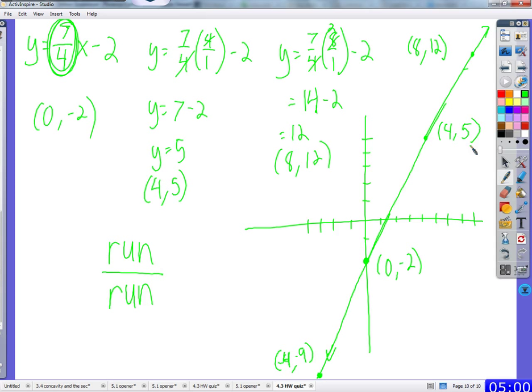And I want to move, or sorry, now I see why you might be confused. This would be the rise. So we want to move over 4. It's going to go from 4 to 8. And we want to move up the amount of the rise. The rise is 7. And so we go from 5 to 12. This is what we call the slope. We're graphing lines here. All lines are straight. All lines are going to have a certain steepness or slope. You know, how slanted they are is what the slope is.